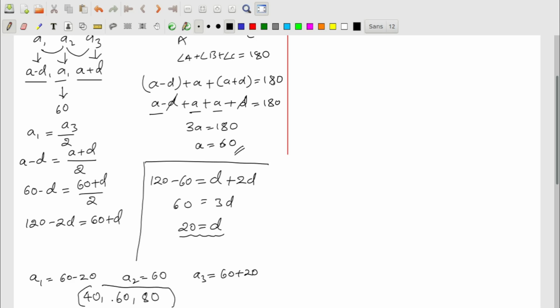Okay, and what was the condition? Sum of all the three angles is 180. Yes, because they are part of a triangle or angles of a triangle, and the condition, that is the least is half of the greatest, 40 and then 80. Okay, so given two conditions are satisfied, so the required angles are 40, 60 and then 80.